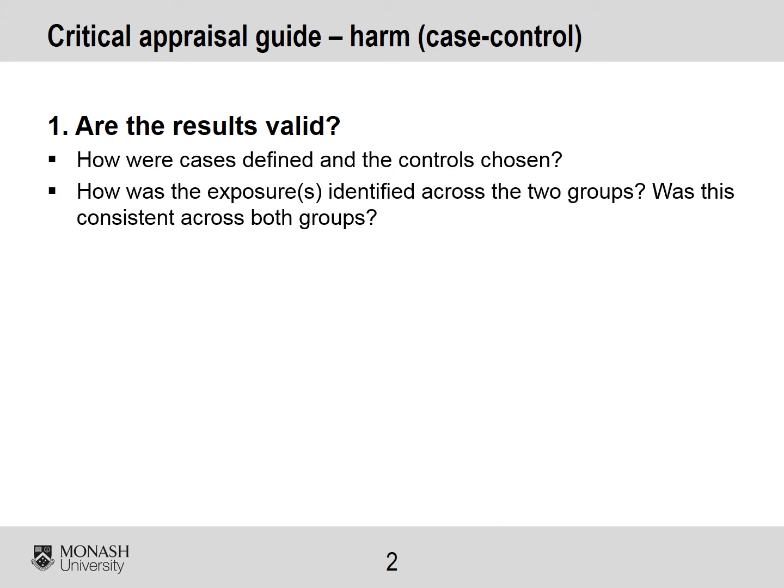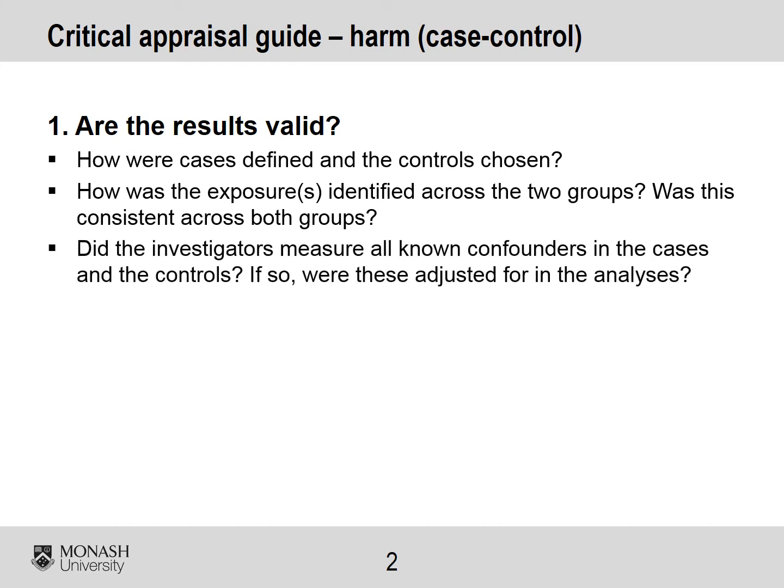So if we're looking at particular exposures, we want to make sure that similar methods were adopted when trying to identify the risk factors across both cases and controls. Now, the major thing with case control study designs is being wary of confounders. So in this case, if there are any differences between the groups in terms of baseline characteristics, we want to identify them, and we also want to identify whether or not any statistical adjustment was taken into account.